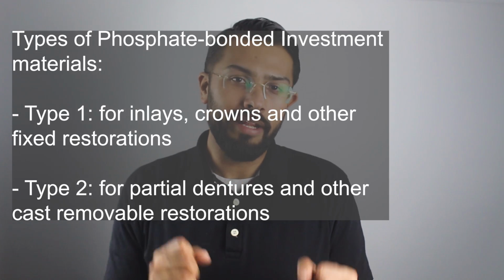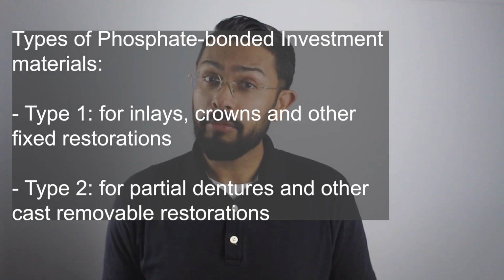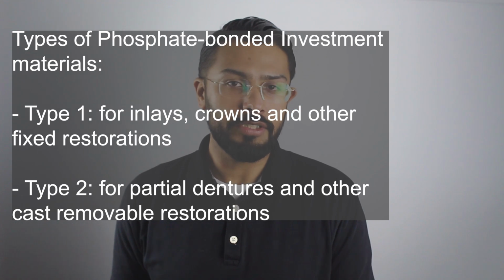Two types of phosphate-bonded investment can be identified as follows. Type 1 for inlays, crowns, and other fixed restorations. Type 2 is for partial dentures and other cast removable restorations.